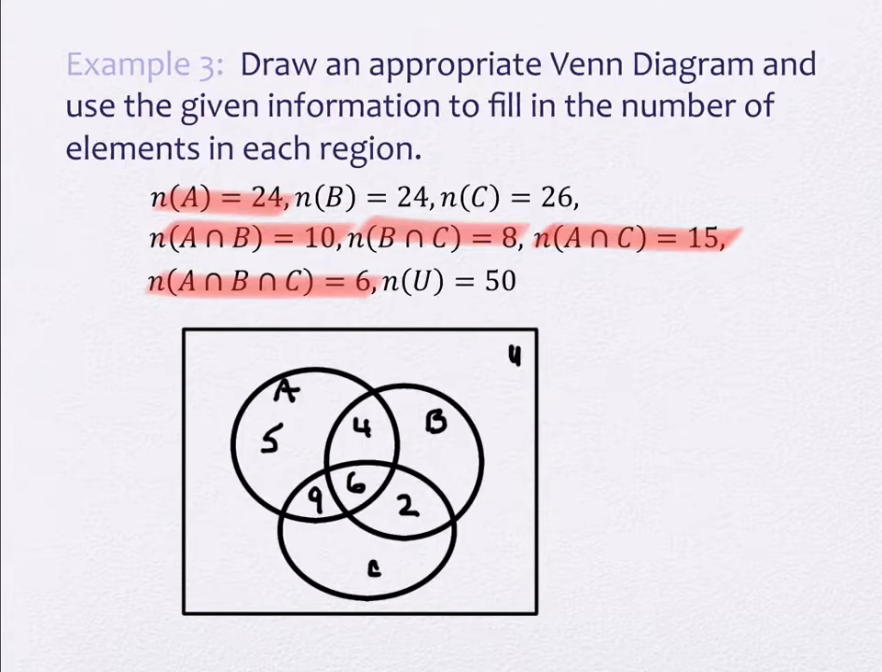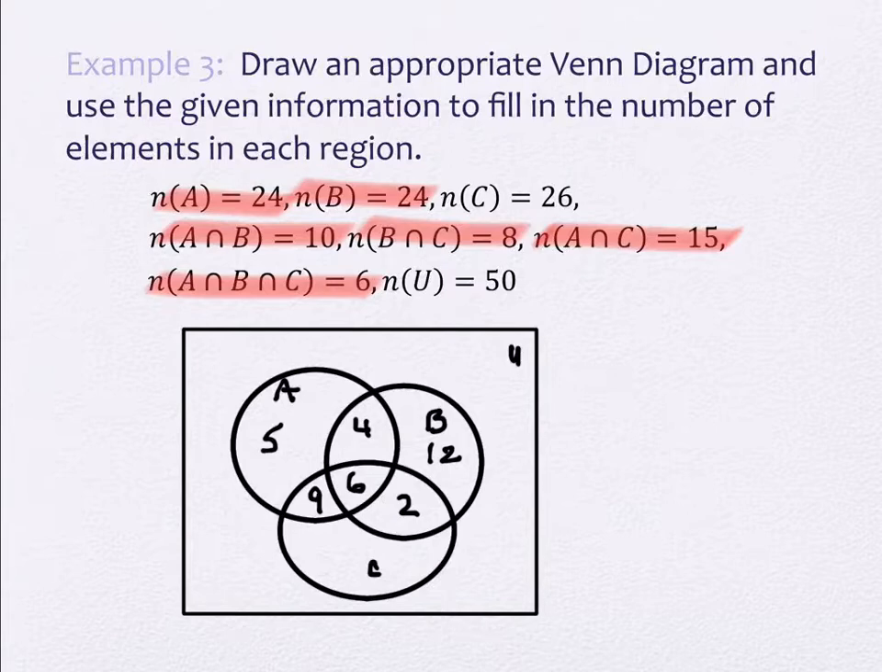It also tells me N of B equals 24. So in circle B over here, I have 4, 6, and 2 for a total of 12, which means how many more do I need? 12. So I will have 12 on the outside of circle B.